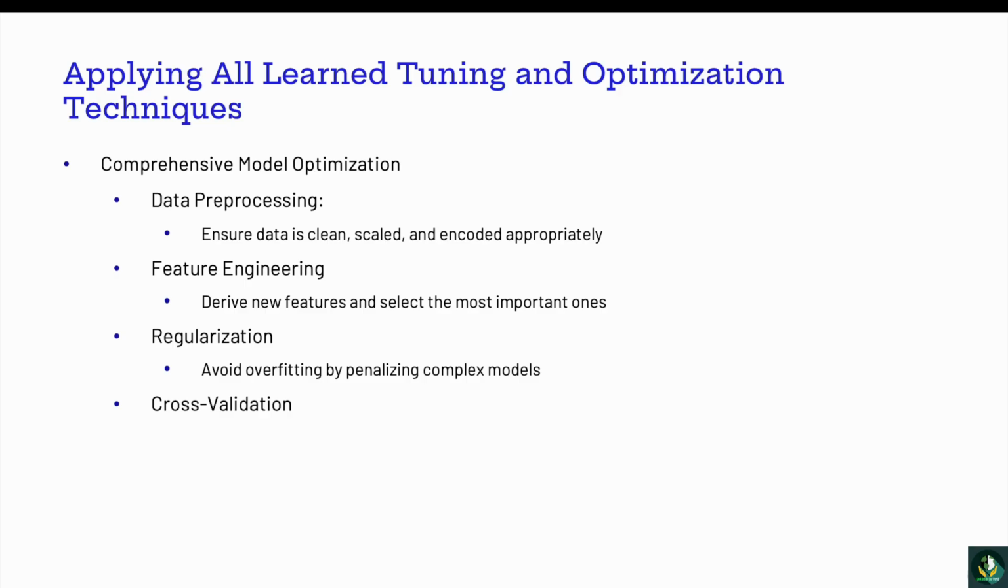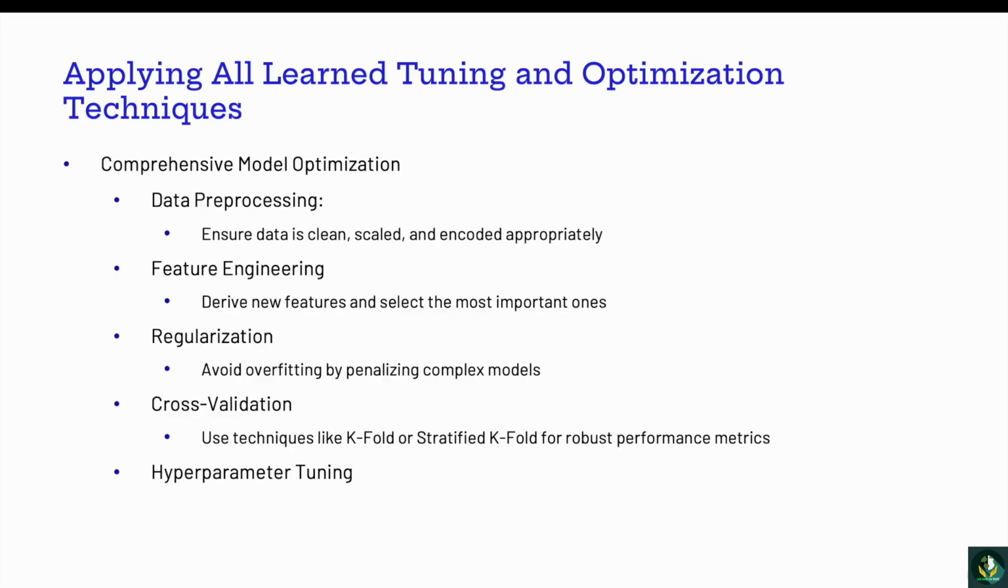Next, we jump into cross validation, where we use techniques like K-fold or stratified K-fold for robust performance metrics. And finally, we look into hyperparameter tuning. We use methods like grid search CV, randomized search CV, or even Bayesian optimization for this.